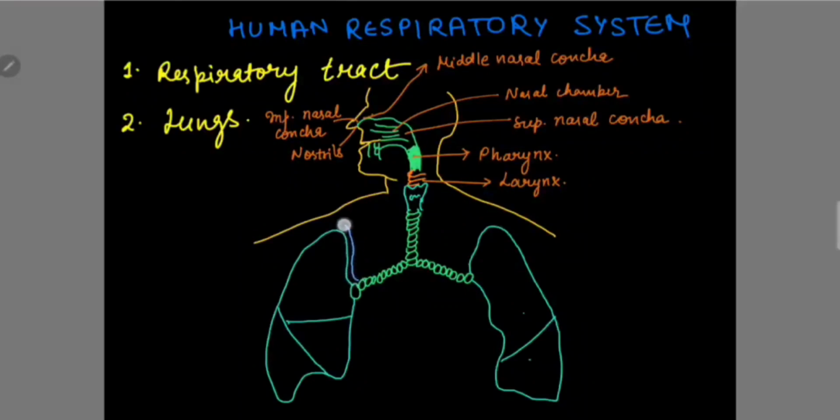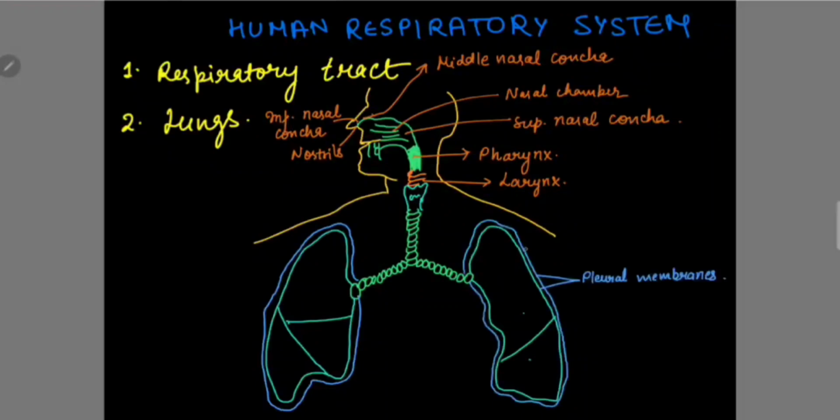Lungs are covered by a double membrane called pleural membrane. Outer membrane is parietal pleura and inner membrane is visceral pleura. The outer pleural membrane is in close contact with the thoracic lining, whereas the inner pleural membrane is in contact with the lungs. In between these membranes, there is a very narrow cavity called pleural cavity. This cavity is filled with pleural fluid. Pleural fluid reduces friction on the lung surface.